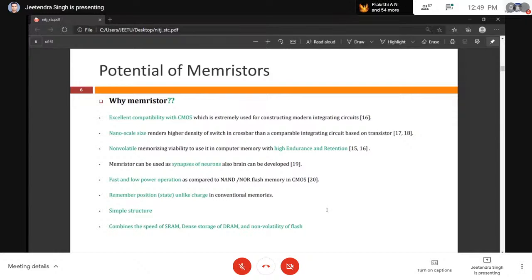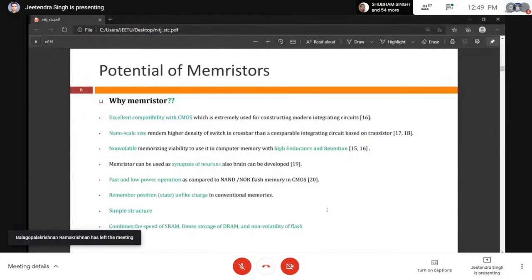Because if you want to set up foundries with novel fabrication techniques, it requires more and more time, and also a huge amount of cost. So the memristor is the device which is compatible with the CMOS processes, and it is general. The fabrication steps are the same. We have the CMOS processes.